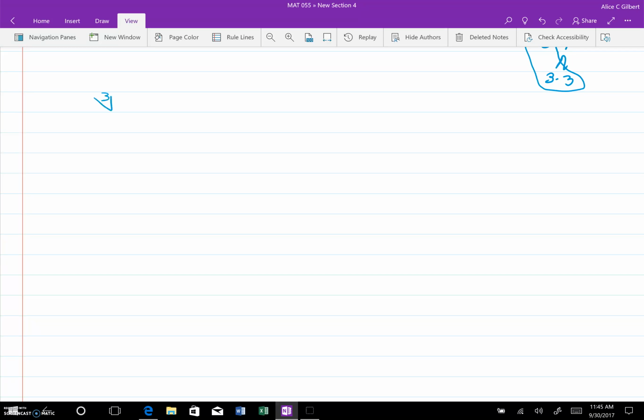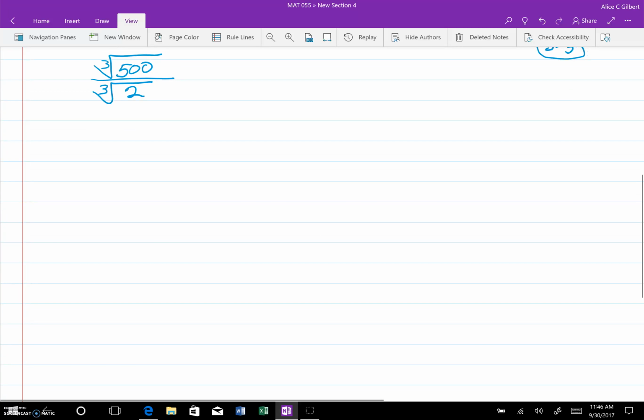So the cubed root of 500 over the cubed root of 2. Well, I look at this and I think, 2 can go into 500. So let's rewrite this as the cubed root of 500 over 2, all in one. And then we'll do the cubed root. 2 goes in 250 times. Now I just need to find the cubed root of 250.